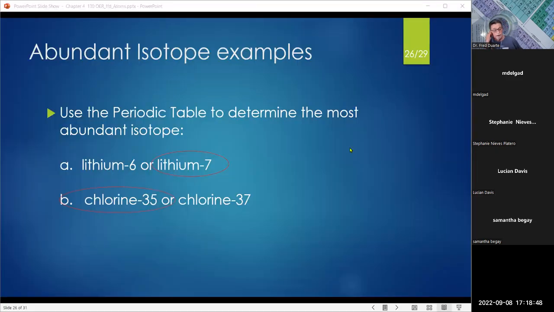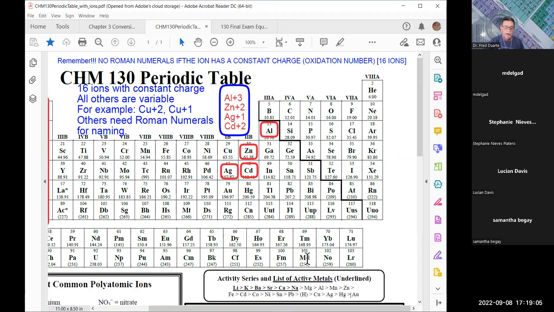Now, again, you didn't have to memorize anything, just looking at the periodic table. Now, we refer a lot to the periodic table because with the information you have on hand now, you should be able to look at any of the 118 elements and determine a multiple of things.